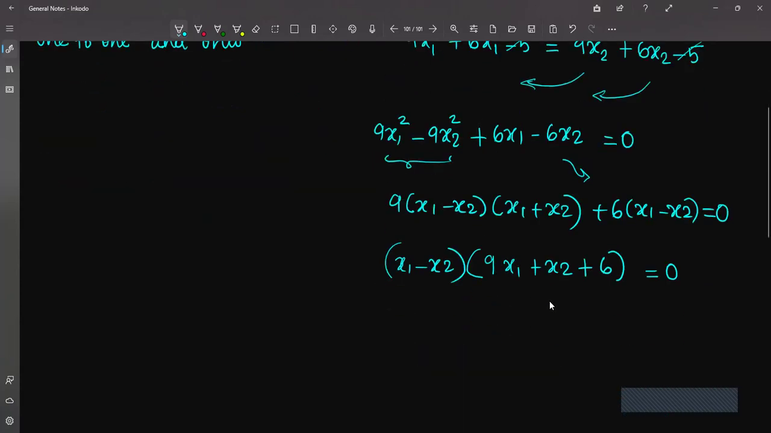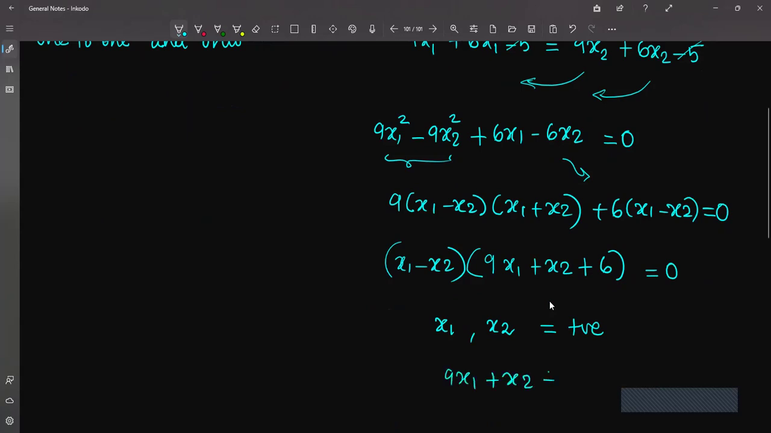What does that mean? If there is an x1, an input value, and an x2 value, they can only possibly both be positive. So if x1 and x2 are both positive, 9x1 plus x2 plus 6, these two are positive values. A positive value added with another positive value can never become 0. So the possibility of this being equated to 0 is not there at all.